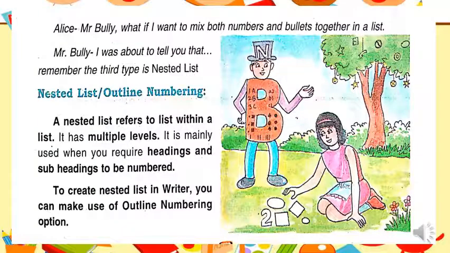Now Alyssa says, Mr. Bully, what if I want to mix both numbers and bullets together in a list? Then Mr. Bully says, yes, I was about to tell you that. Remember, the third type is a nested list. Let's see. Nested lists are outline numbering. A nested list refers to a list within a list. It has multiple levels. It is mainly used when you require headings and subheadings to be numbered. To create a nested list in Writer, you can make use of the outline numbering option.